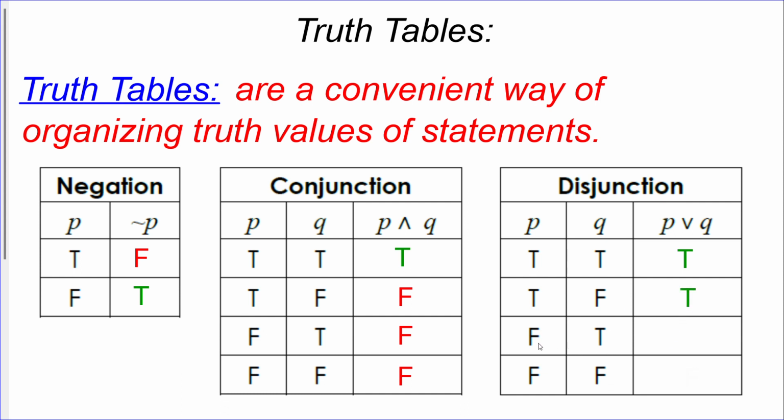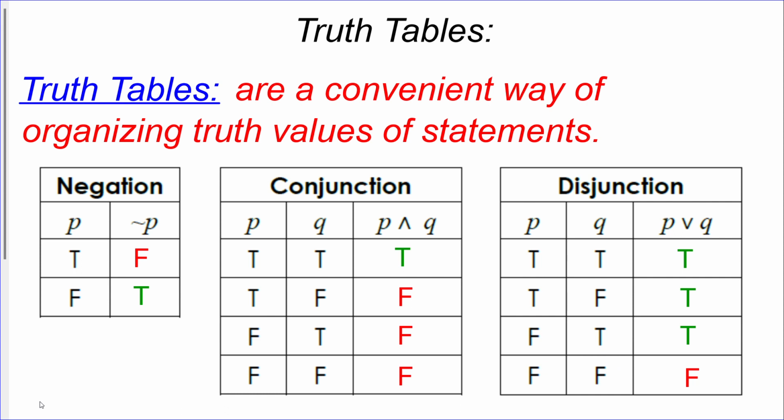Again, if the first statement is false and the second statement is true, since it's a disjunction, our disjunction is also true. And if we look at our last possibility, we have both statements being false. Well, at least one of them needs to be true. So that would mean that this disjunction would be false.